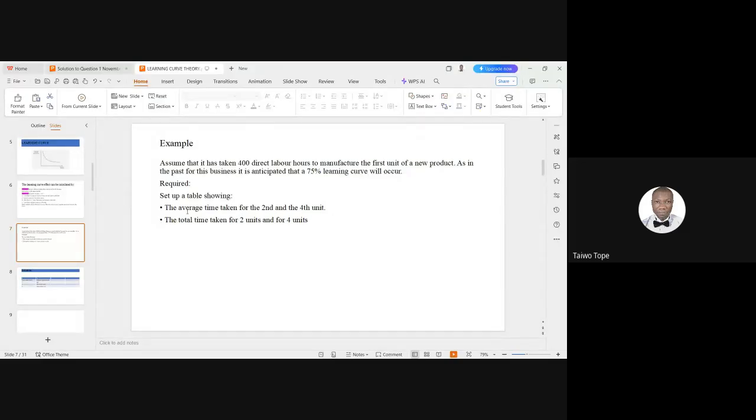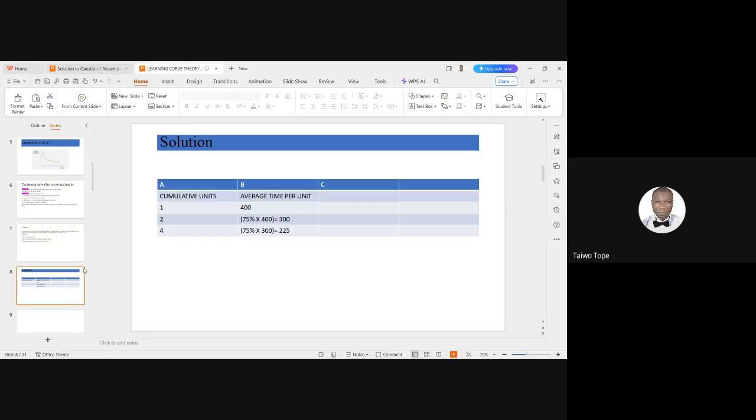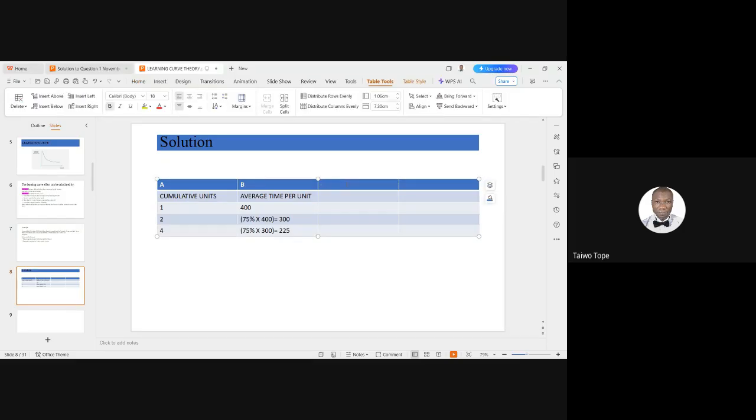Now the question is asking us again, what is the total time taken for 2 units and for 4 units? For you to know the total hours, what are we going to do? It will be your cumulative unit multiplied by the average time per unit. That is, C is A multiplied by B.